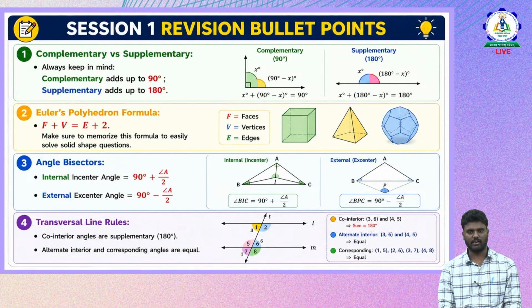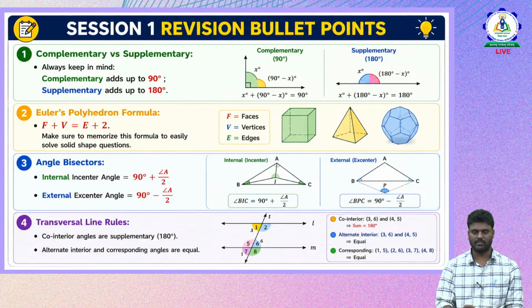Now with this we have discussed the basic terms of geometry and the complementary angle versus supplementary angle. What is the formula for complementary, and what is the meaning of supplementary angle. We also discussed Euler's polyhedron formula, where faces, vertices and edges are given in a solid shape, and from that how we can identify the faces, vertices and edges.